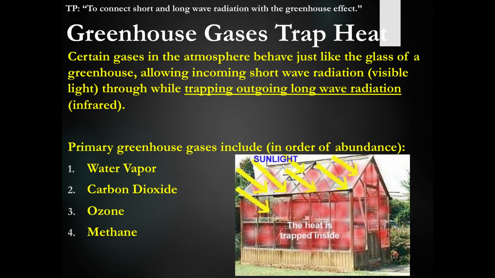All right, so let's get this down, please. Greenhouse gases trap heat. Certain gases in the atmosphere behave just like the glass of a greenhouse, allowing incoming shortwave radiation, visible light, through while trapping outgoing long-wave radiation called infrared. It's very hard for me to draw on my computer, but just hear me out.